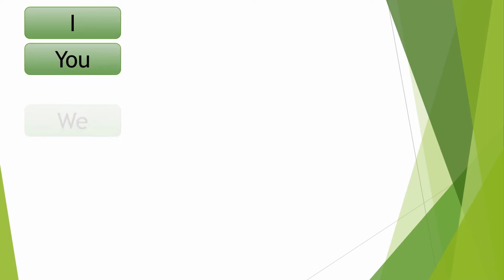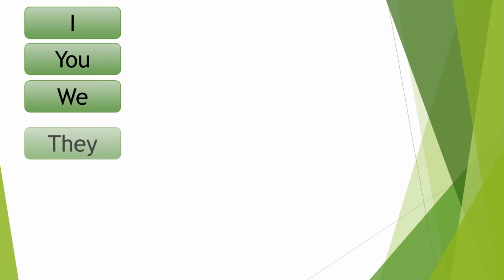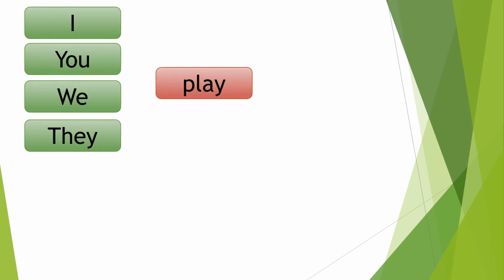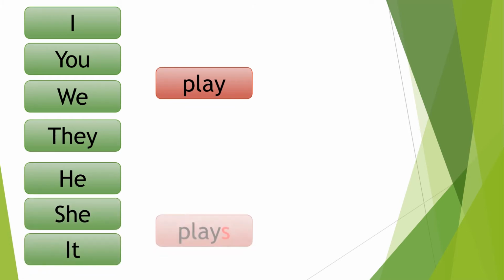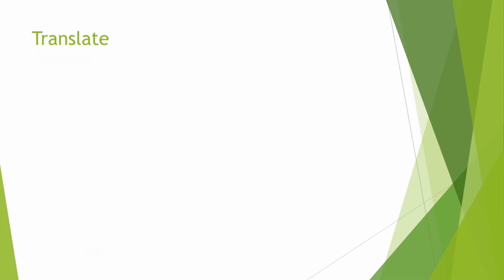If you remember, firstly we use a subject. We can use I, you, we, they, and after the subject we use a verb. For example, play. And after he, she, or it, we use a verb with s, for example, plays. So I say, I play, but he plays. Try to translate the following words.